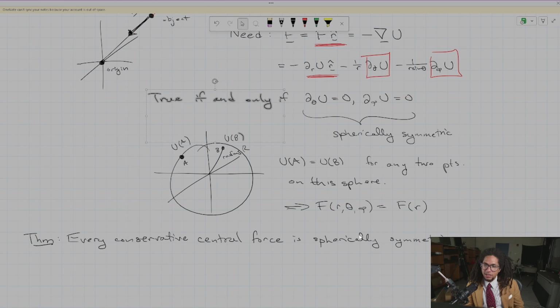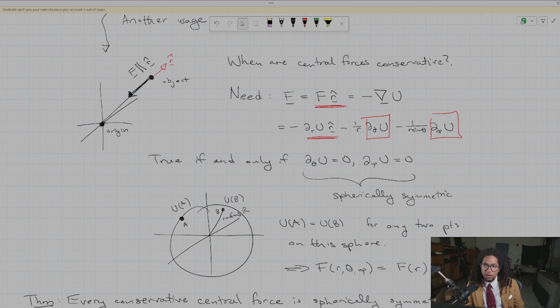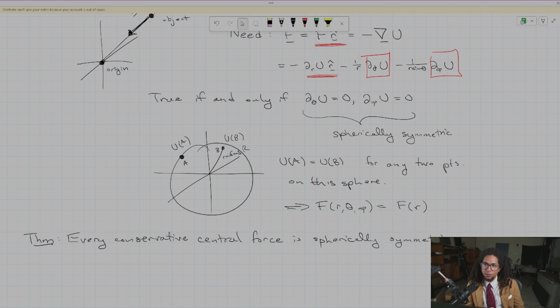The other thing is I said this is true if and only if the d theta u is 0 and d phi u is 0, which means in particular, as long as we're not dealing with any function f that is too gnarly, every f which is spherically symmetric and central is also conservative, which is quite cool. What I would take for u is just the integral from r equals 0 out to the radius in question of f.